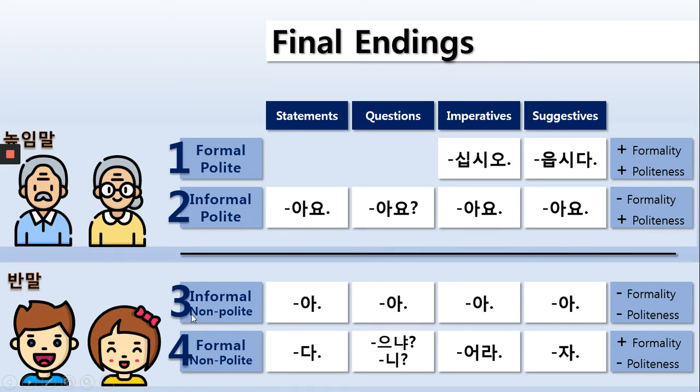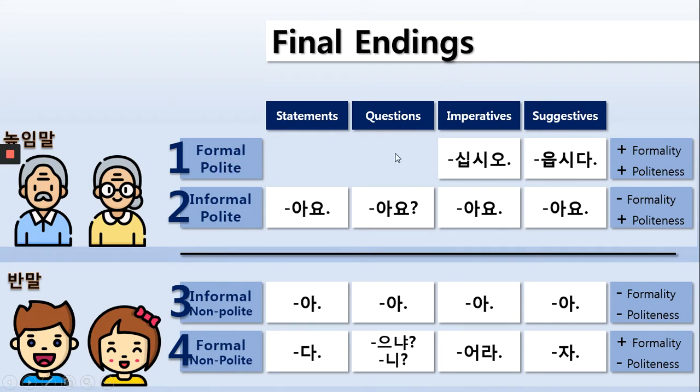Especially number three is like informal polite. Informal polite is 아요, 어요, 해요, and this number three also has three forms: 아, 어, 해. That means when you remove yo in number two, that is number three. Number two is the most common final ending in Korean, and number three is the second most common. I know it's a bit difficult, but try your best. Anyway, today's topic is formal polite.